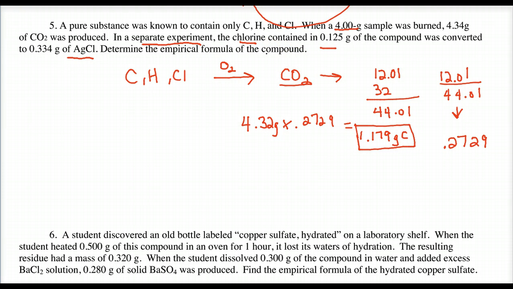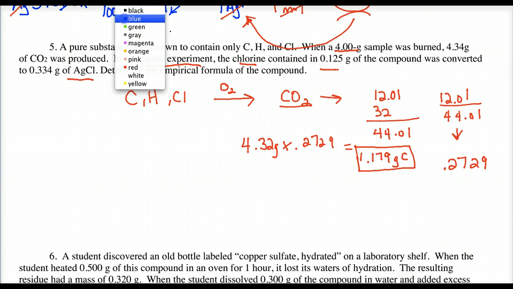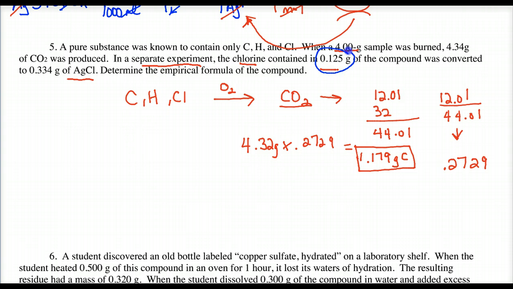Did they tell me how much water was produced? No, they did not. But I can get my chlorine. So in a separate experiment, the chlorine contained some of the compound. I'll be very careful here. This is not the same 4-gram sample. They're saying in another experiment we used 0.25 grams of the compound. So this is a little trickier, because we're going to find how many grams of chlorine are in this sample, and we'll do a percentage of that and relate it back to the 4-gram sample.